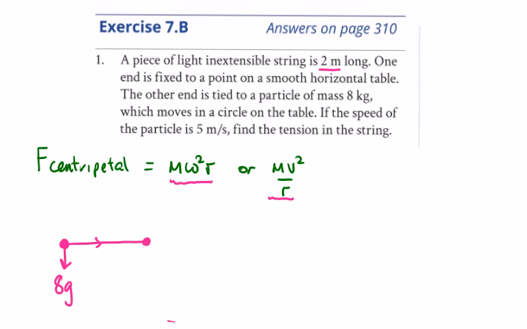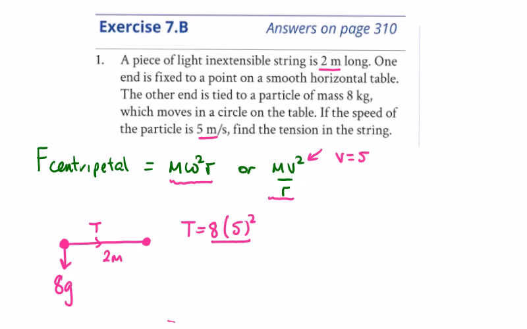The speed of the particle, so we're given v, so we're going to be using the second one here, is 5. V is equal to 5. Find the tension in the string. So we have the tension going towards the center, and the tension going towards the center is going to be equal to mv squared over r. So T is equal to m, which is 8, times v squared, which is 5 squared, over the radius, and the radius is 2, the length of the string here.